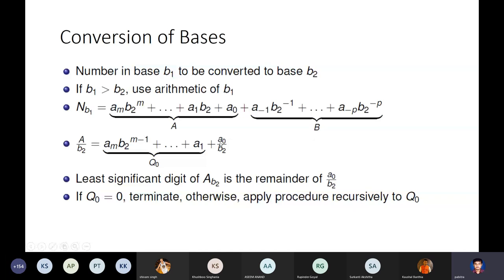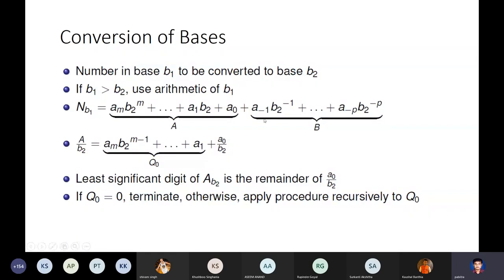What you do for the fractional part, you do the reverse. So it is a minus 1 times B2 to the power minus 1. You multiply by B2. So B2 into B2 to the power minus 1 is 1. So you get a minus 1, and you get a remaining part. And you keep recursively doing it till the remaining fractional part becomes 0.